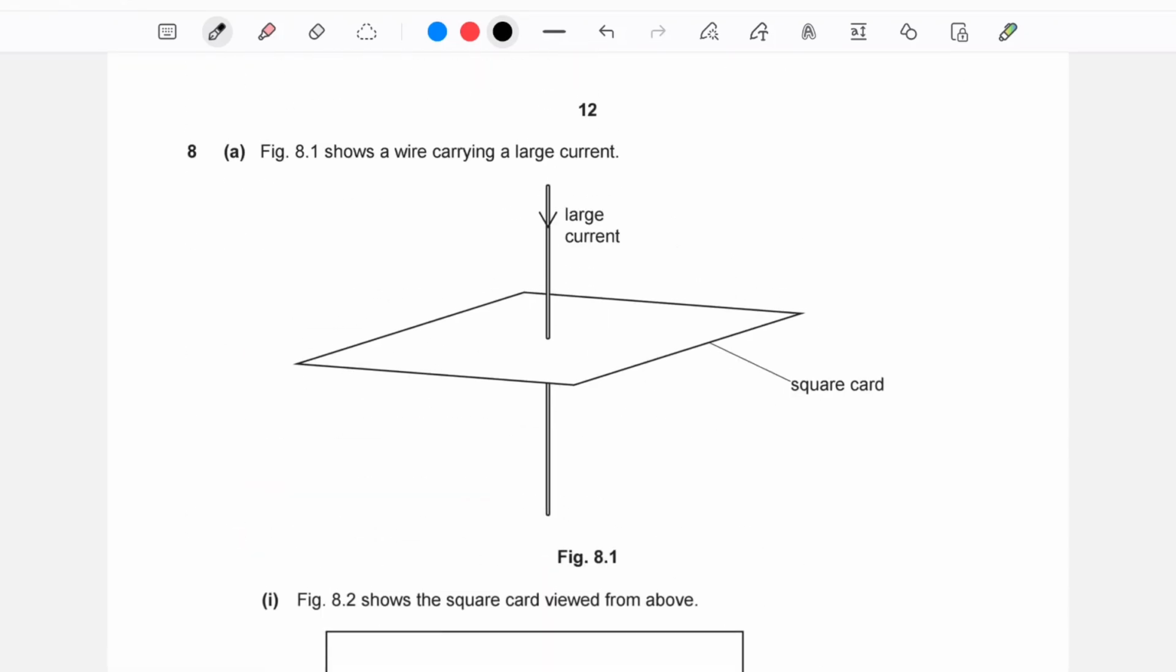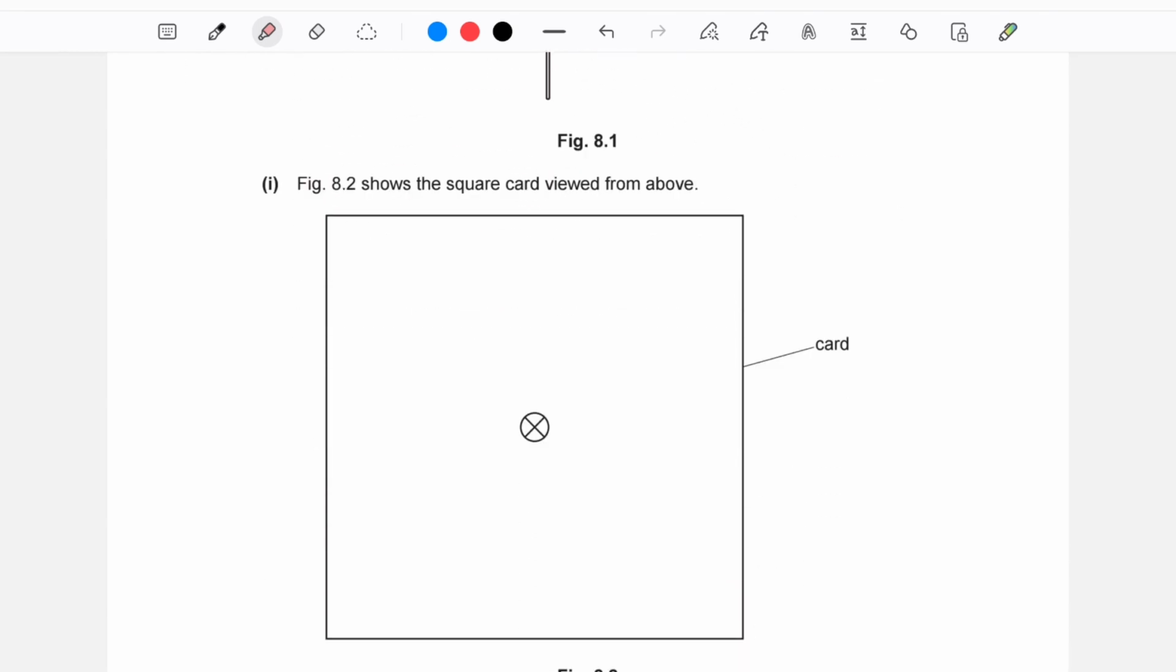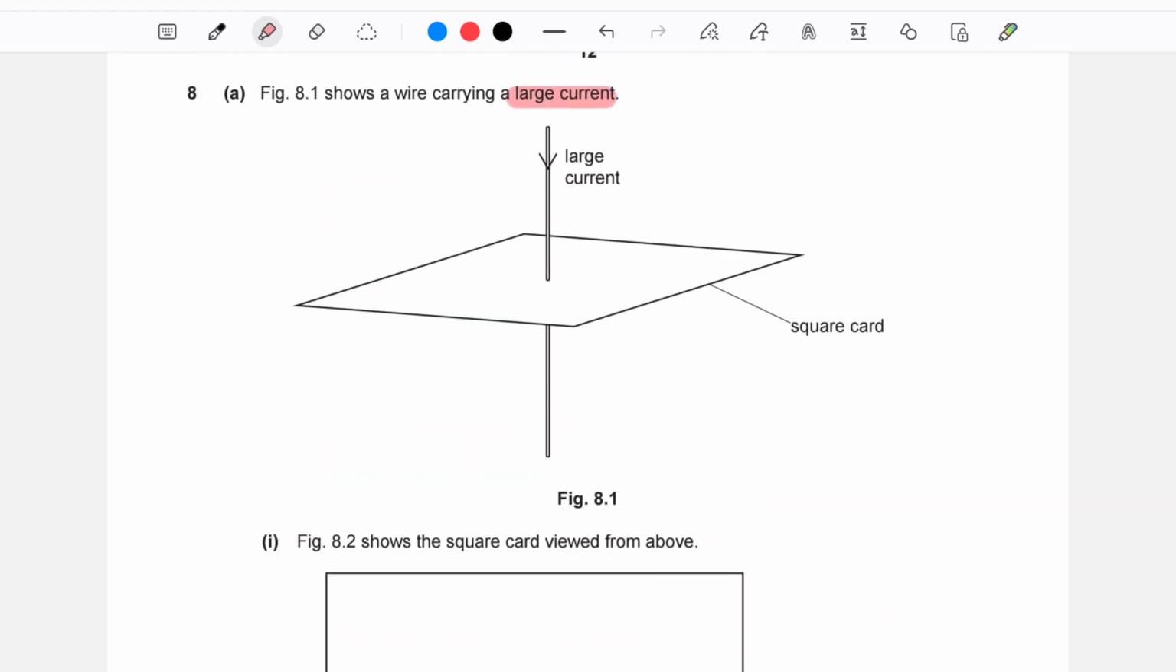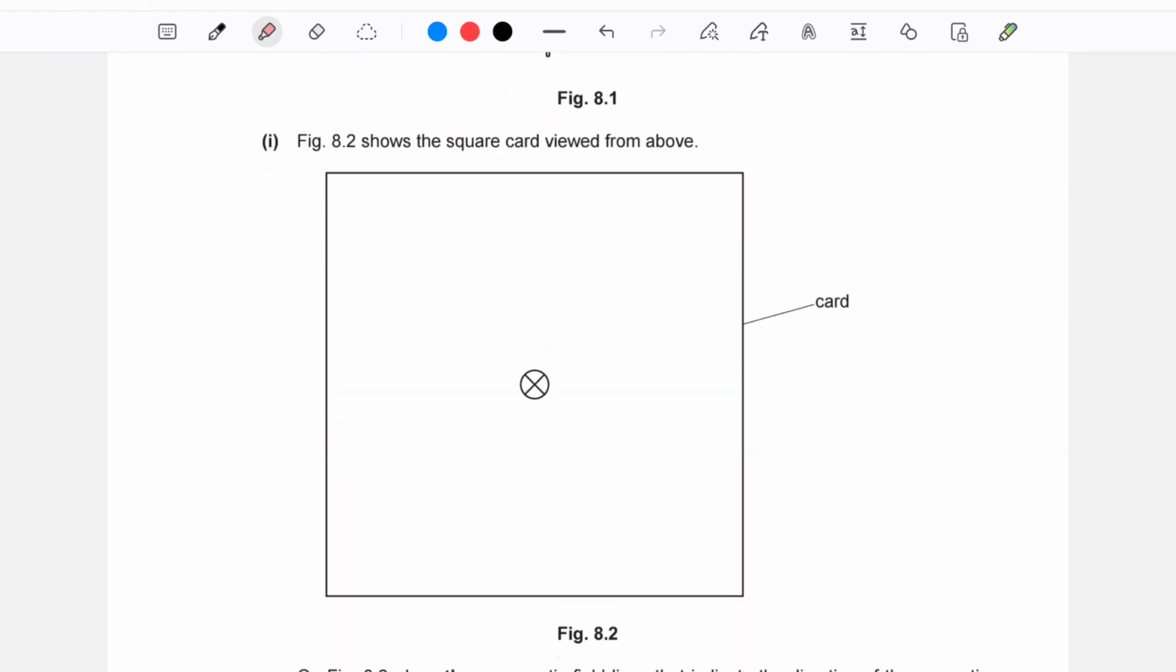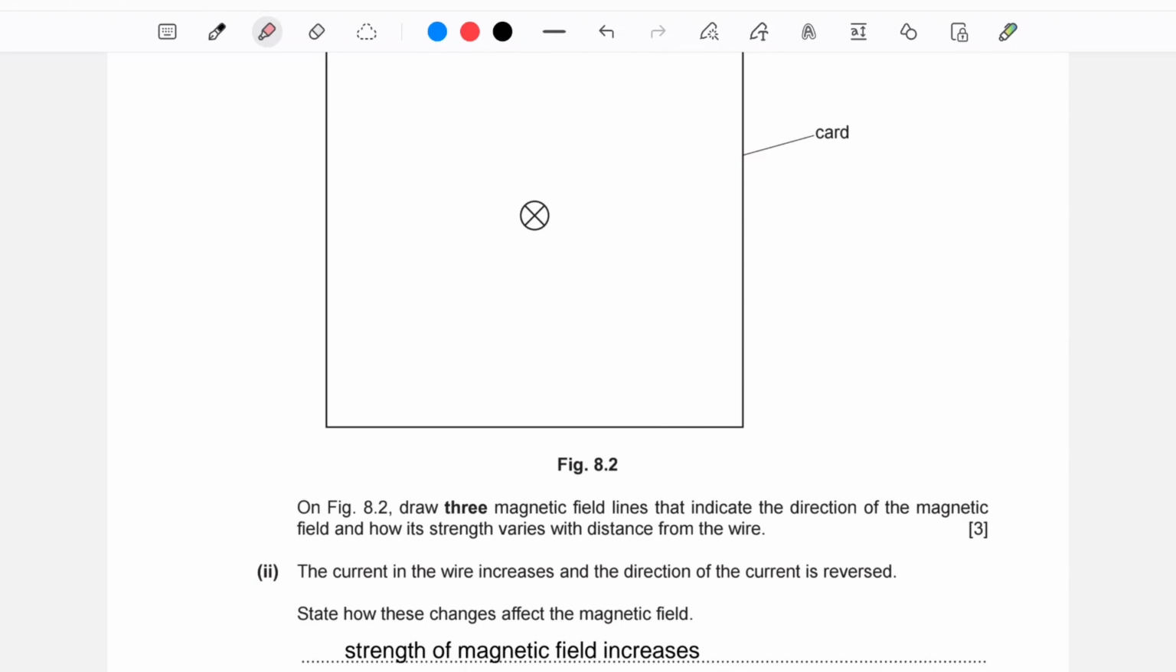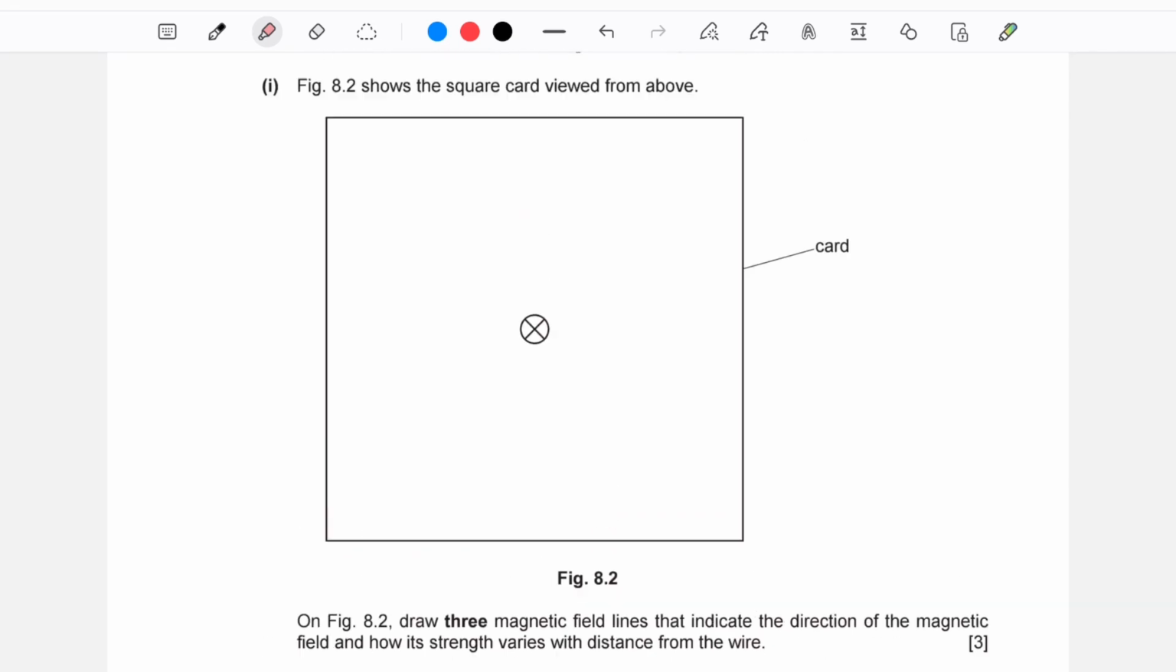Question 8. Figure 8.1 shows a wire carrying a large current. Figure 8.2 shows a squared card viewed from above. So this is a squared card and we're viewing it from above. On figure 8.2, draw 3 magnetic field lines that indicate the direction of the magnetic field and how its strength varies with the distance from the wire.